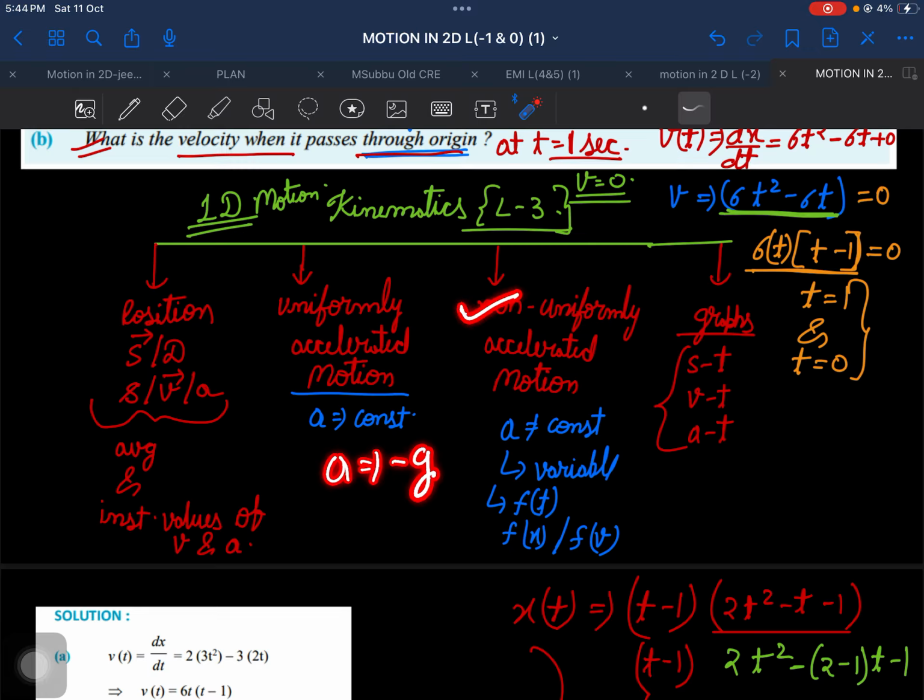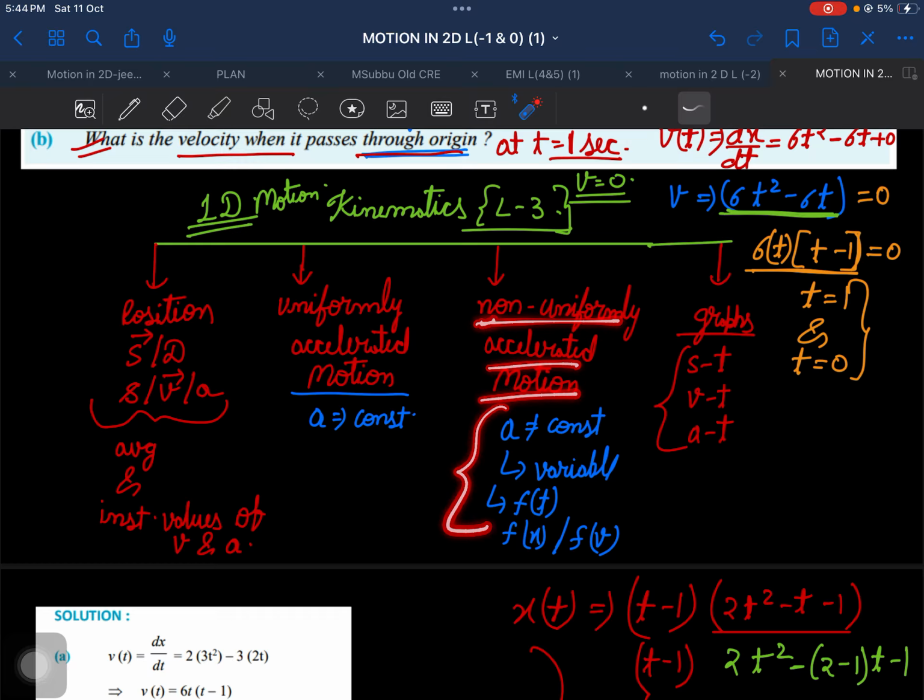So now in this lecture, we'll go with non-uniformly accelerated motion. Non-uniformly accelerated motion means when acceleration is not constant, velocity is not constant, it may be a function of time, displacement, position or velocity, right?